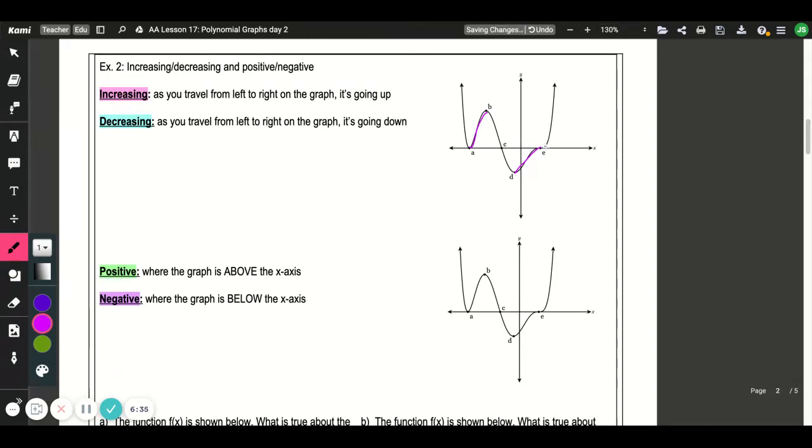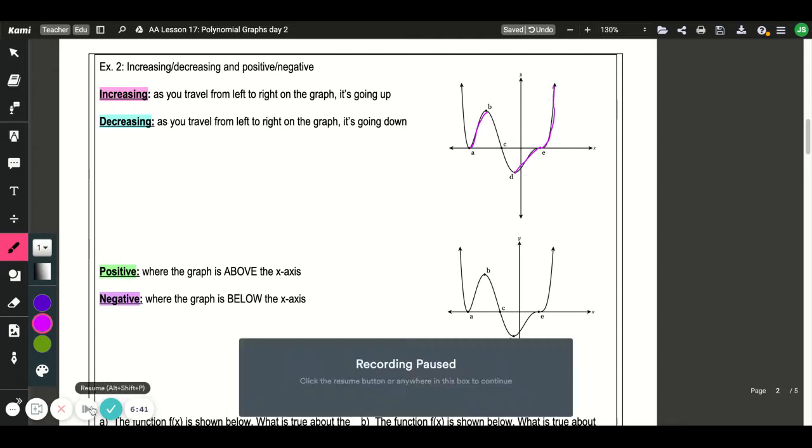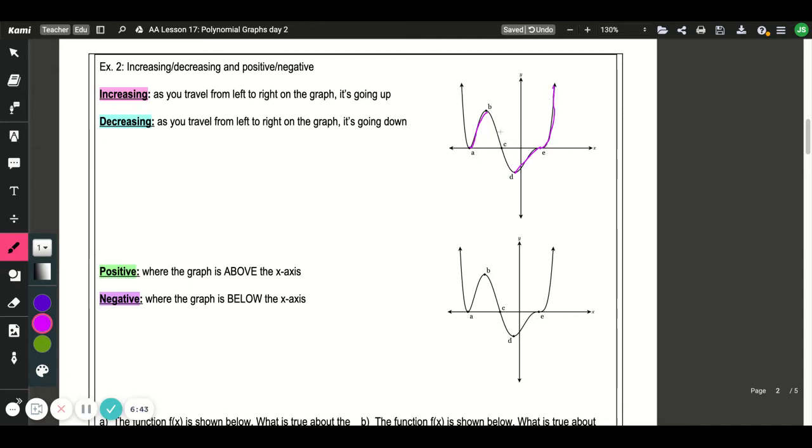It kind of flattens out, right? But I'm still going uphill, uphill, uphill. All right, so it is increasing where it's pink.